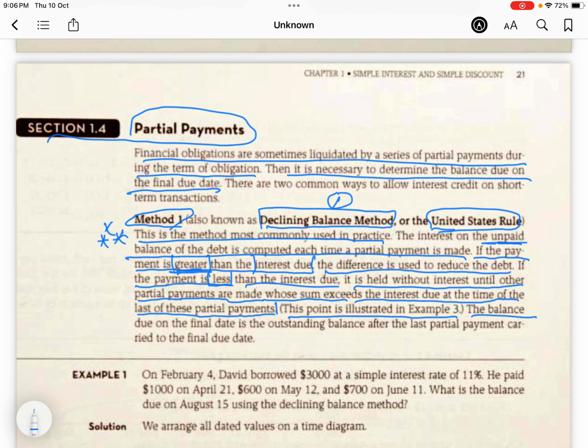The balance due on the final date is the outstanding balance after the last partial payment, carried to the final due date.